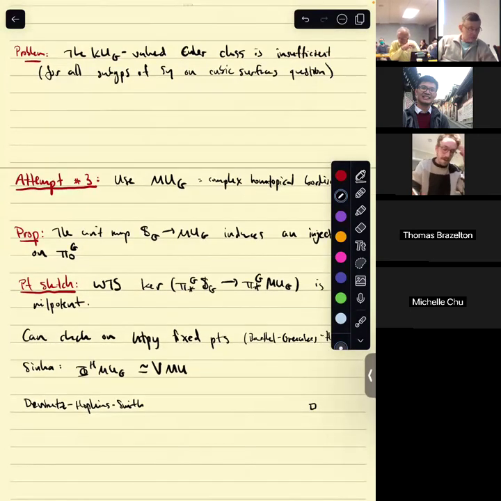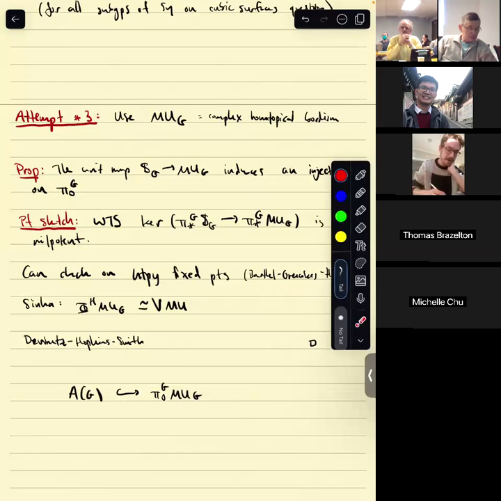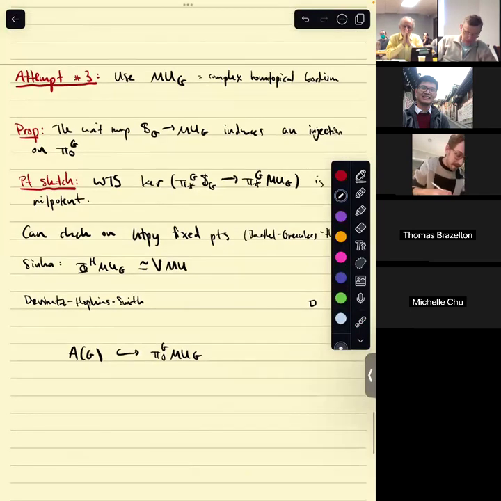Okay, so what does this buy me? This says that I've actually got an injection of A of G into pi naught of MUG. But it's more than just an injection. It's an injection occurring from a map on pi naught of ring spectra. In other words, it's really coming from a map of Tambara functors. So what this tells me is I've got these elements, 1 being sent to 1, and transfers being sent to transfers.